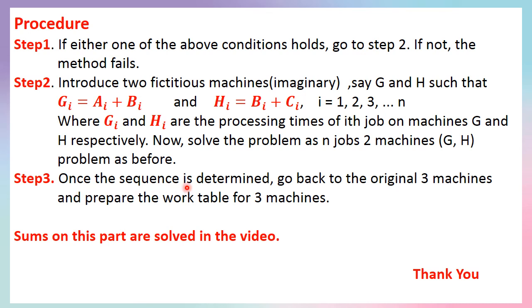Once the sequence is determined, go back to the original 3 machines and prepare the work table for 3 machines. That is, after getting the sequence, we will draw the table for 3 machines with the new sequence.